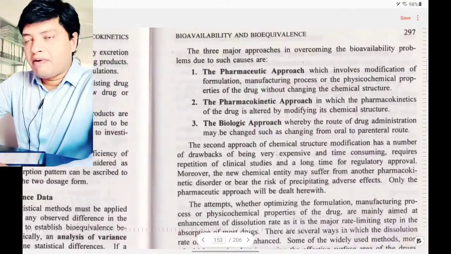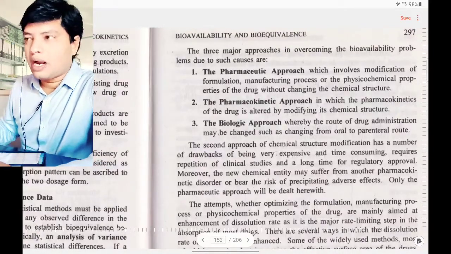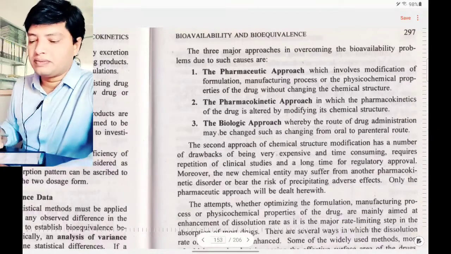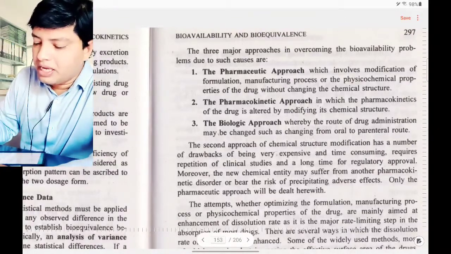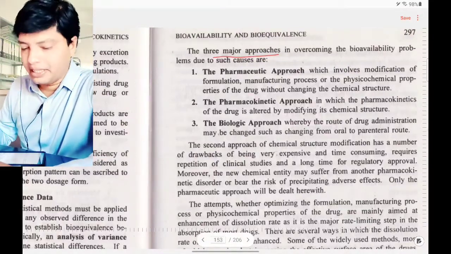Now, how can I overcome this? If I have this type of drug and I want to increase the bioavailability, or increase the bioequivalence of the drug with the innovator product, what can I do? For that we have three major approaches to increase the bioavailability.